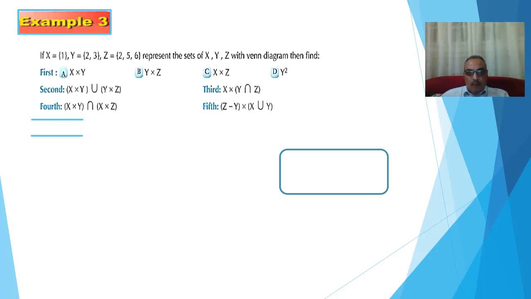By using the previous remark, we can solve an exercise together. We have X a set with one element, 1, Y with 2 and 3, and Z with 5 and 6. Represent these sets X, Y, Z with a Venn diagram. Then find X product Y, Y product Z, X product Z, and Y squared, Y power 2. This means Y product Y.